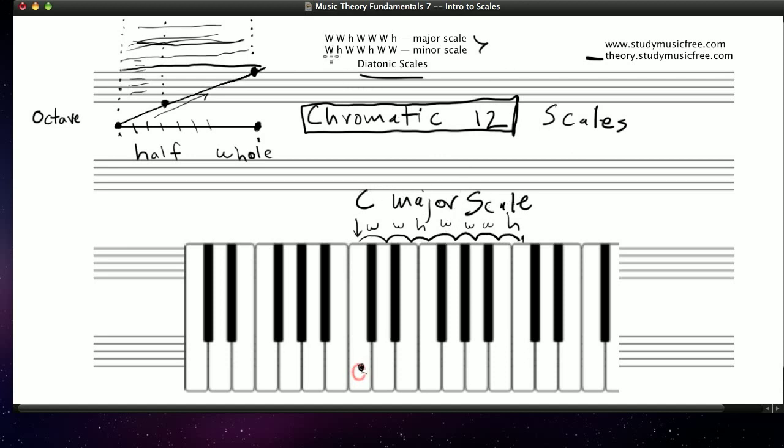We can also play the minor scale. If I start on this exact same C and follow a different pattern of whole steps and half steps, I'll play a different type of scale: a minor scale. So let's do that. Here's my C, and then here's the D. Whole step. Then a half step. Then a whole step. Then a whole step. Then a half step. Then a whole step. Then a whole step.